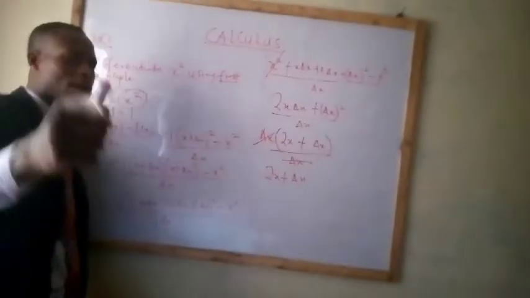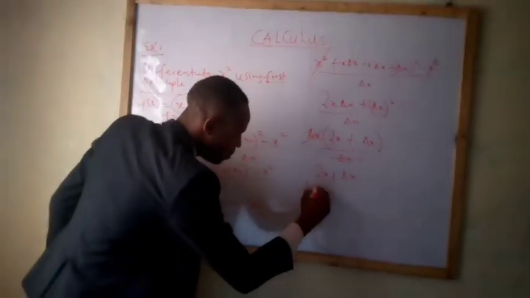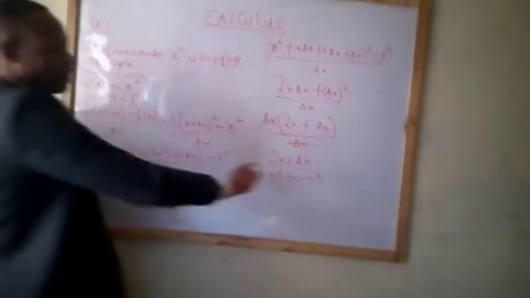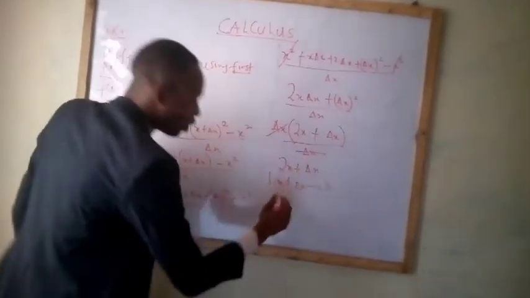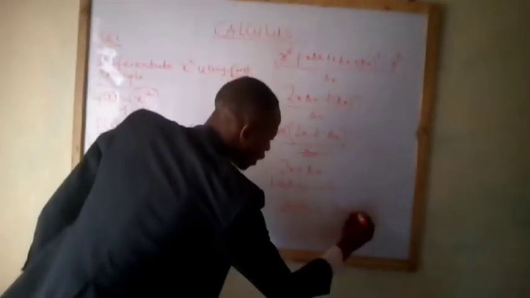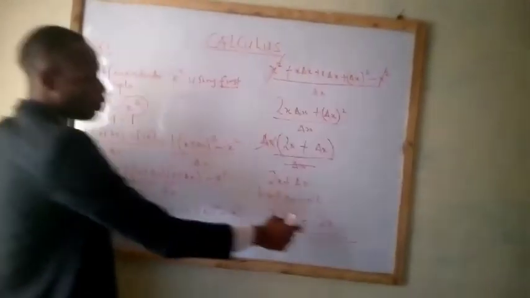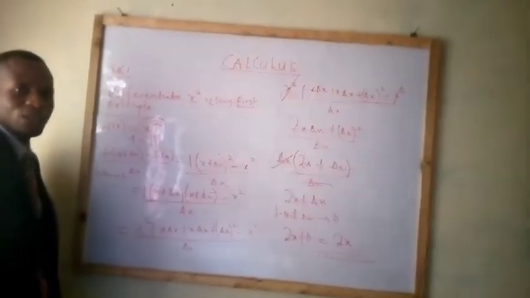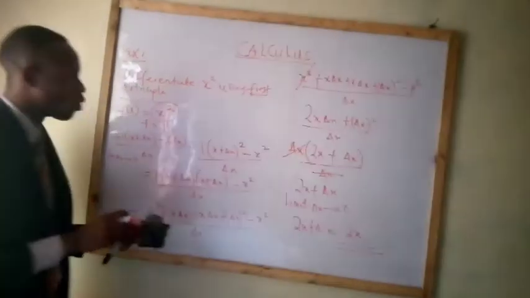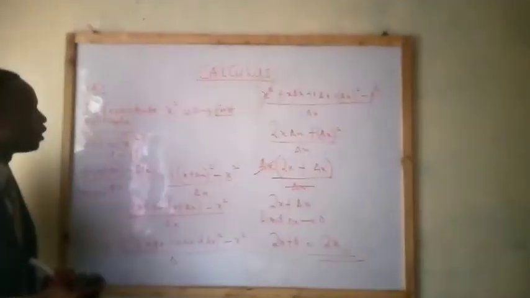But remember, we said limit delta x tends to 0. So anywhere I see delta x here, I'm going to introduce this 0. So that means I'm going to have 2x plus 0, and that's going to give me 2x. And that is the final answer. So the dy dx of x raised to power 2 is simply what? 2x. Okay? It's simply 2x. Okay, this is example 1. Let me take one more example that is a little bit complex.